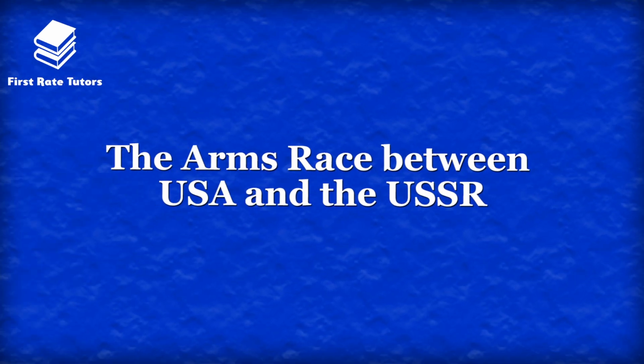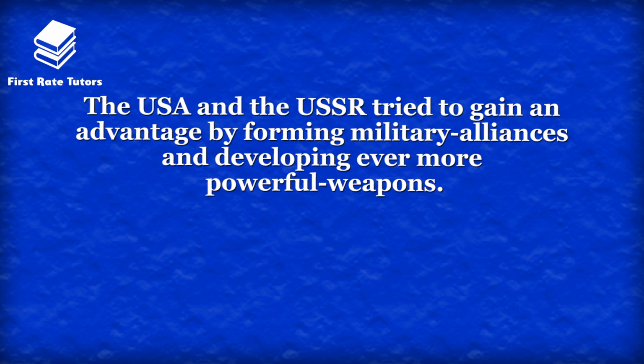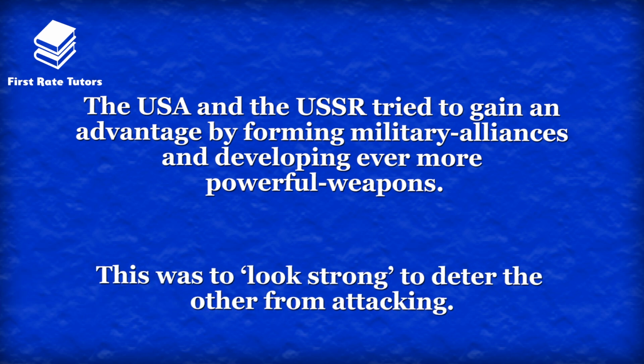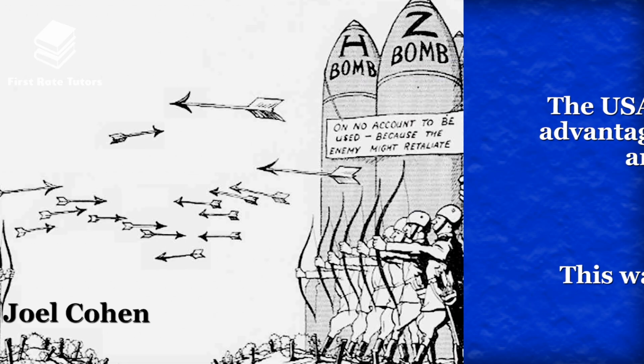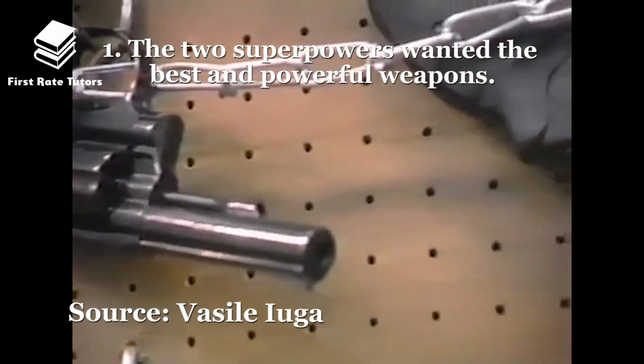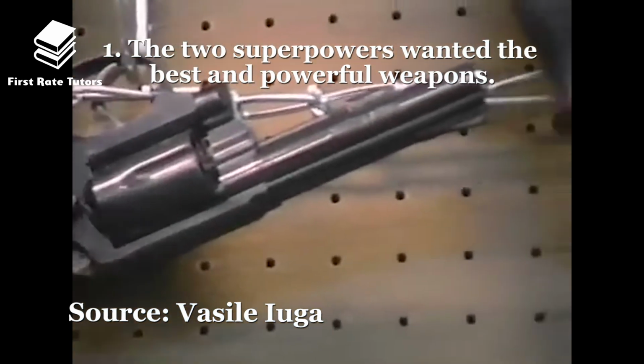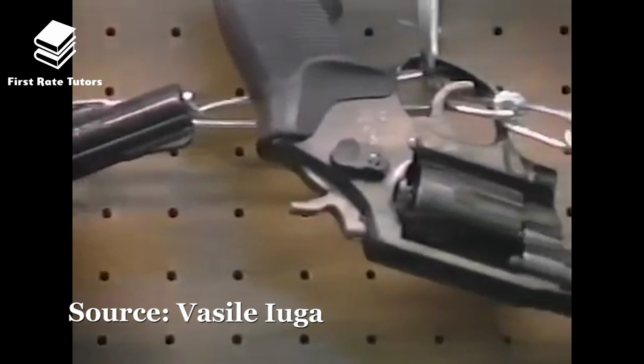Now, looking at the arms race. In the Cold War, the USA and the USSR tried to gain an advantage by forming military alliances and developing ever more powerful weapons. The aim was to look strong and deter the other from attacking. The USA and the USSR began an arms race. So firstly, during the Cold War, the USA and the USSR worked to develop the most powerful weapons they could, which obviously resulted in an arms race.